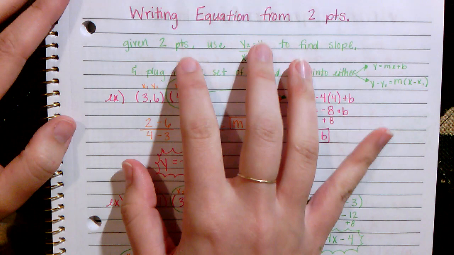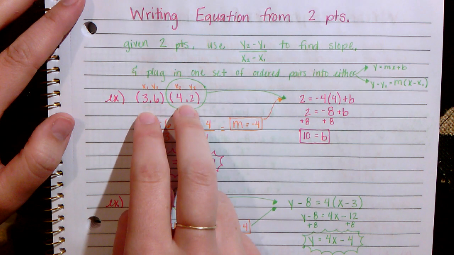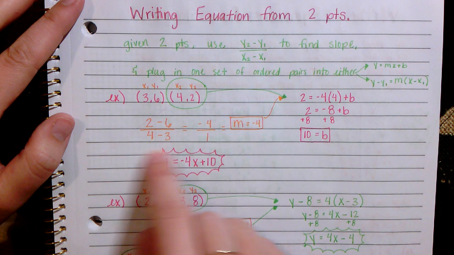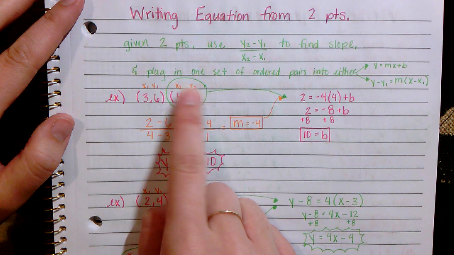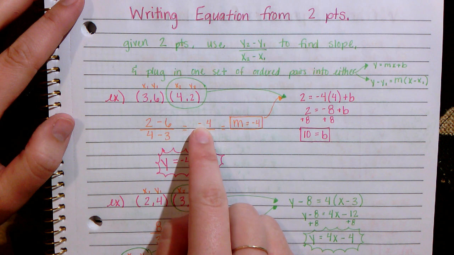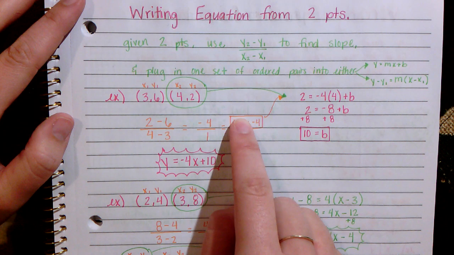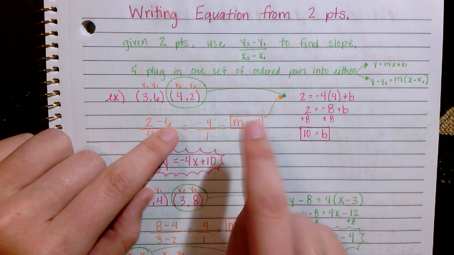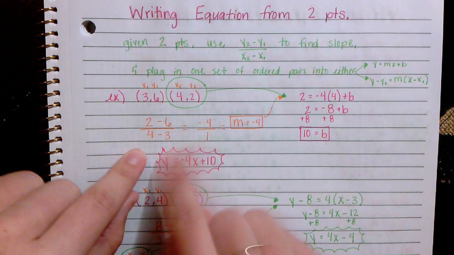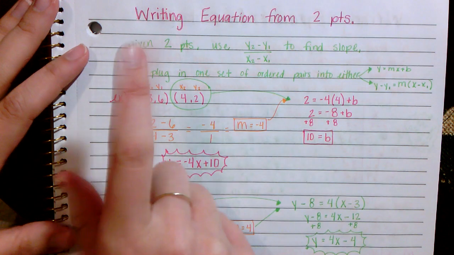I gave you guys 2 points when we first started talking about linear equations, and I told you to find the slope. You were able to tell me what the slope was using your slope formula, y2 minus y1 over x2 minus x1, which is what we see right here. But I want you to take that a step further. Once you've found the slope from those 2 points, you can then use the slope and a point to find your whole equation, solve for b and get your slope intercept form. So today's notes are titled Writing Equations from 2 Points.